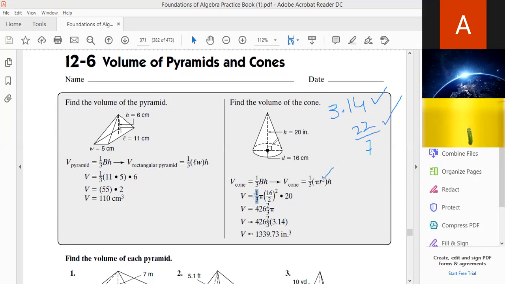R is the radius. Here, as you can see, it's written d. D is 16, the full-length diameter. We need half of it, so we divide it by 2: 16 divided by 2, as written here, 16/2. And then times the height of the cone. Okay? So multiply all these and you will have the volume. Let's solve some questions on the next page and see how to calculate the volume of a cone using this formula.